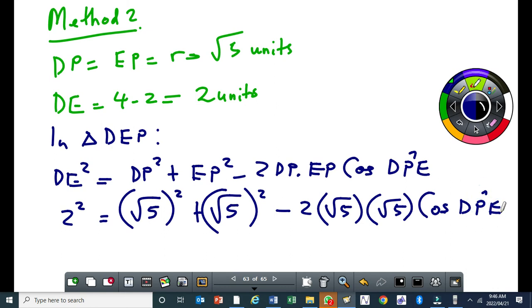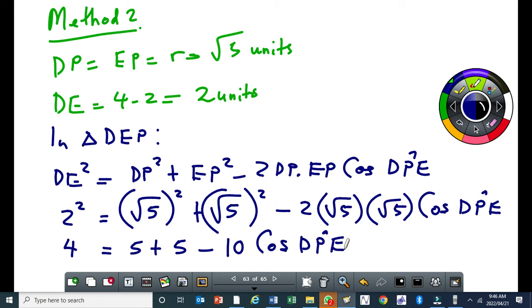Okay? Now let's simplify this. You get 4, that will be a 5 plus 5, okay, minus 10. Be aware that square root of 5 times square root of 5 will give you a 5. Right, so you get 10 cosine of GPE. Okay? Then, from here now, simplify this. Allow me to go to the next page.